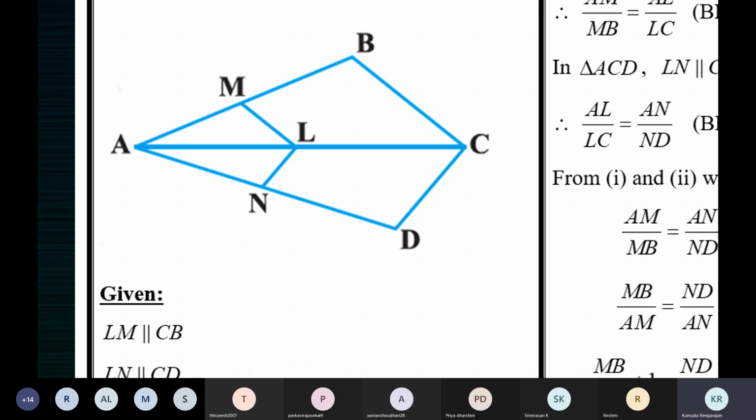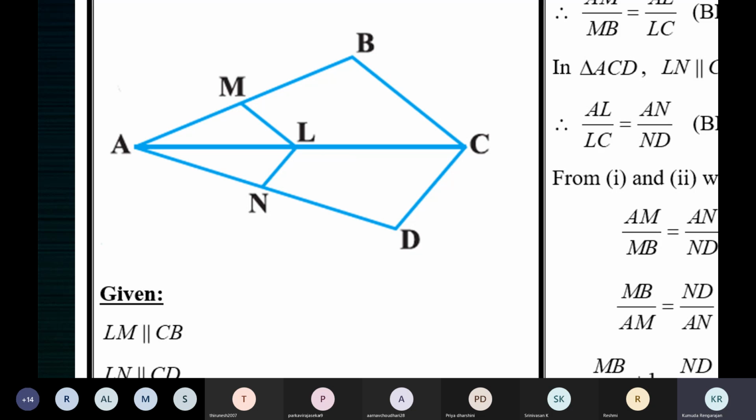What is the ratio on AC? AL by LC. What is the ratio you have on AB? AM by MB. Now these two ratios are equal. That's the result. The other two sides are divided in the same ratio. AL by LC is the ratio, AM by MB is the ratio. They are divided in the same ratio. AL by LC is equal to AM by MB.